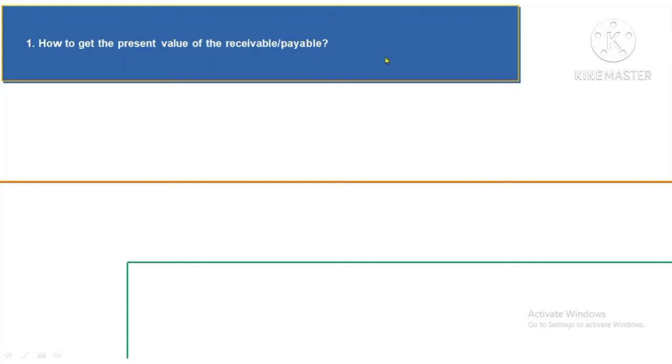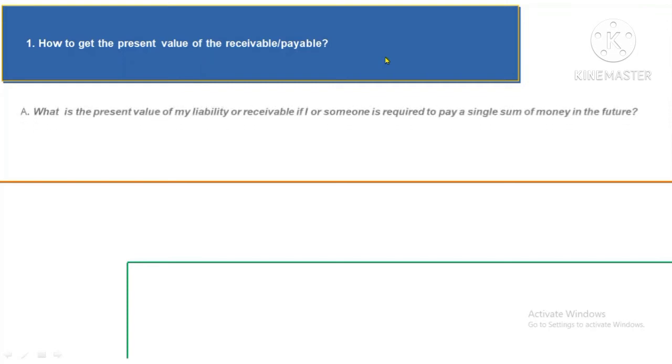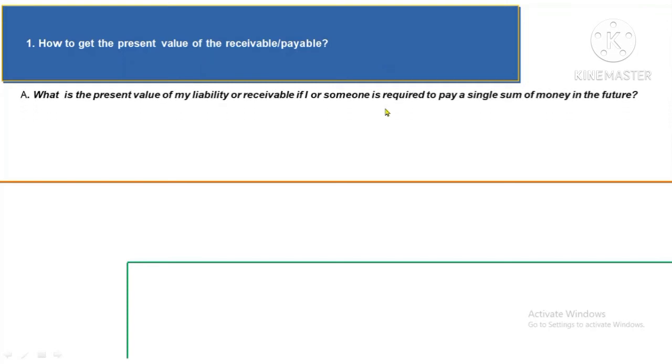Receivable if you are the creditor and payable if you are the debtor. In here, we have 3 sub-questions to answer. And the sub-question A is, what is the present value of my liability or receivable if I or someone is required to pay a single sum of money in the future? To understand that, let's jump directly to the illustrative problem.